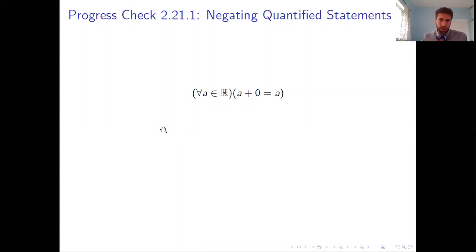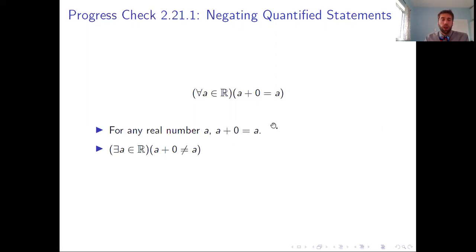So first we're going to start off with 2.21.1, negating quantified statements. Here our statement is for all a in real numbers, a plus 0 equals a. So in English, for any real number a, a plus 0 equals a. And notice I still use an equation because writing equations in English is ridiculous. What I'm trying to get you to think about is quantifiers and how we use quantifiers with English, not writing a ridiculous equation like a plus 0 equals a. You just use equations.